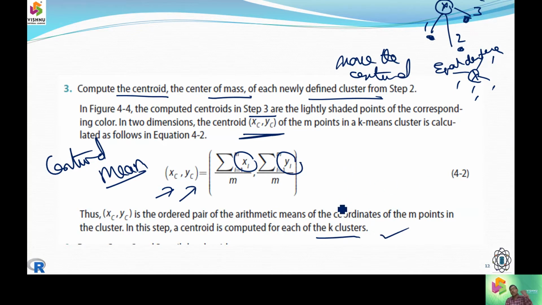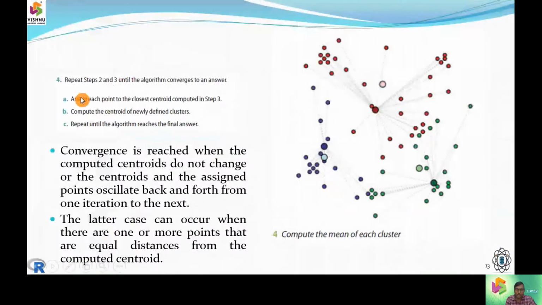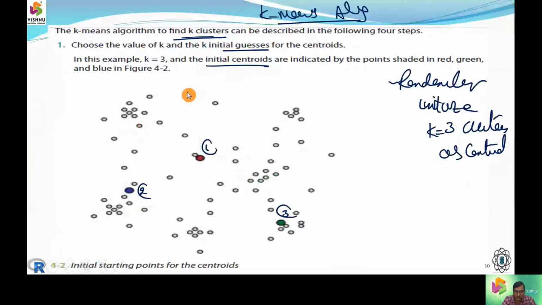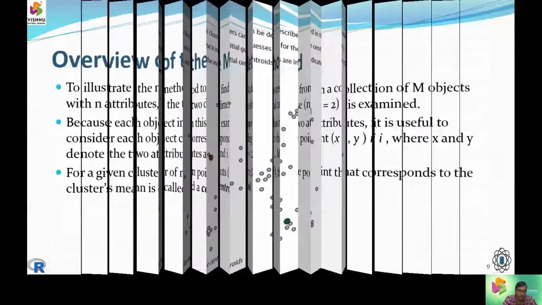If k is equal to 2, I need to repeat it for 2 times. In this way, we are going to compute the step 2. So repeat step 2 and step 3 until the algorithm is going to converge. So what is convergence here? Until we get the better value we are going to do.